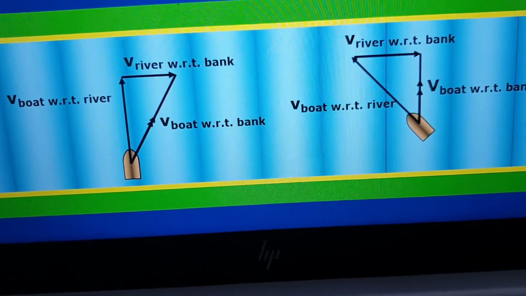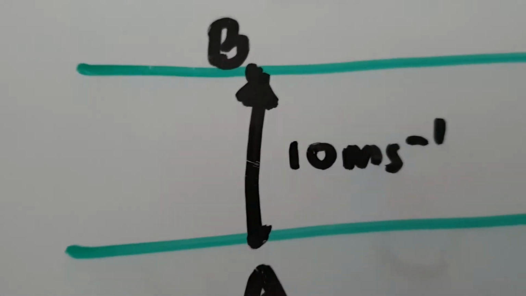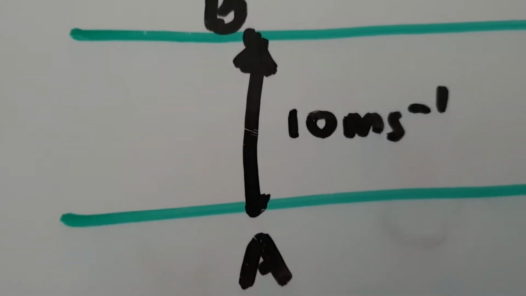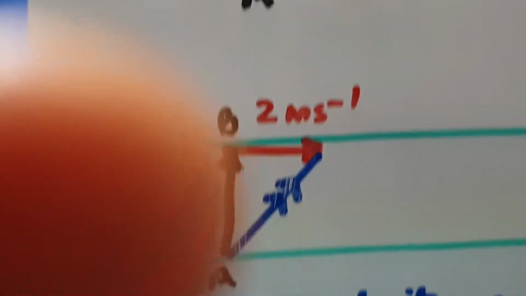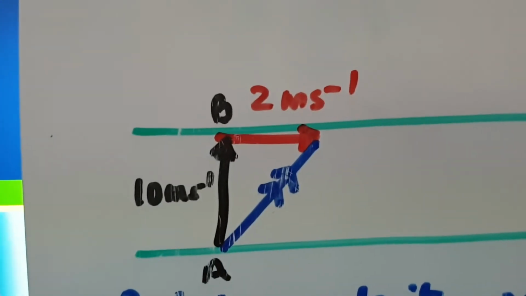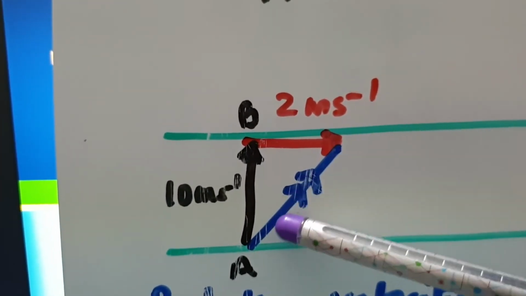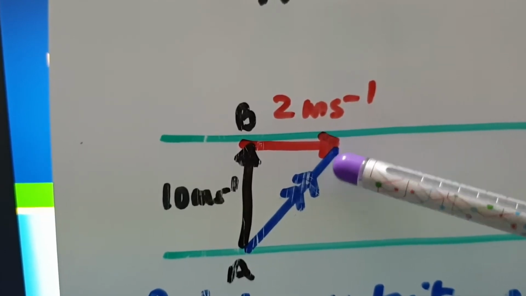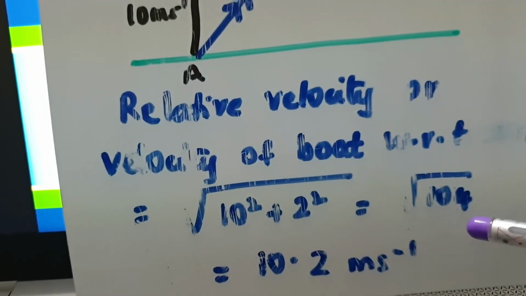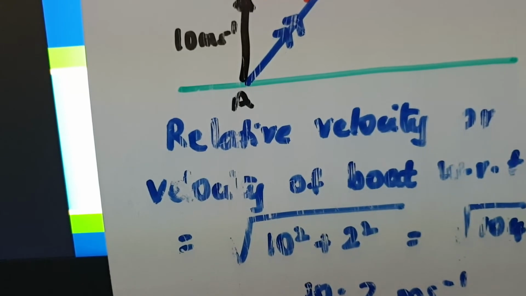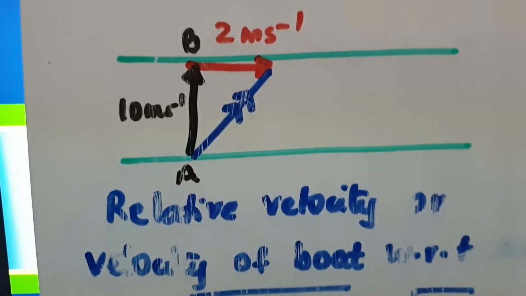Okay, so suppose I put some numbers to this. If the boat was going straight ahead and the water is not moving, it's still going at 10 meters per second. In the second one, the speed of the stream is 2 meters per second and the speed of the boat is 10 meters per second. The double blue arrow is my relative or resultant velocity. You get the square root of 10 squared plus 2 squared, which is the square root of 104, so you get 10.2 meters per second. But then you don't reach your destination, you reach somewhere away from your destination.